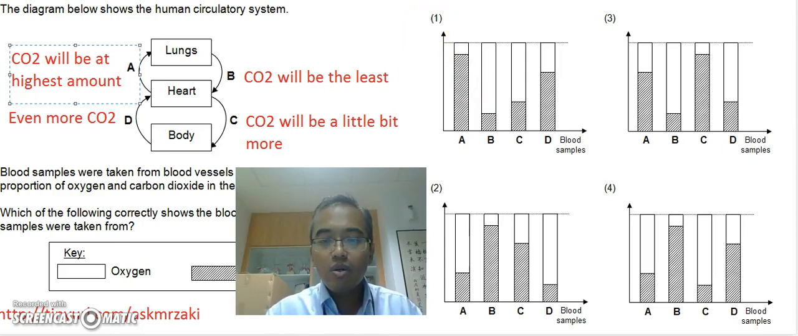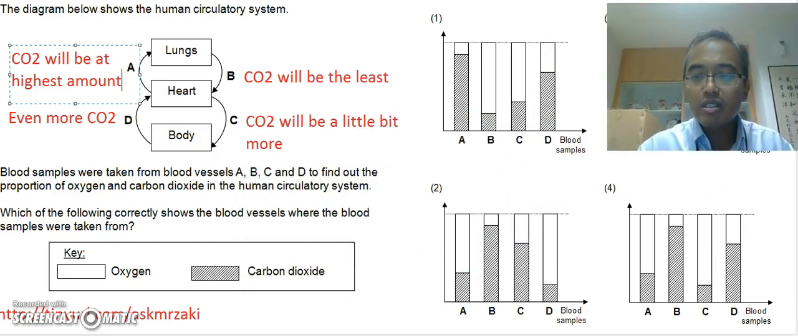You can just ignore options 2, 3, and 4 because they are just wrong. Okay, so this is very easy.